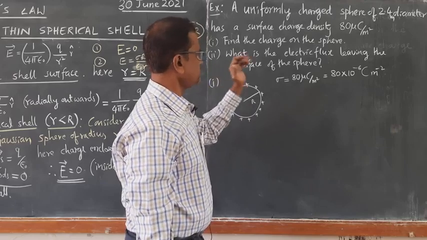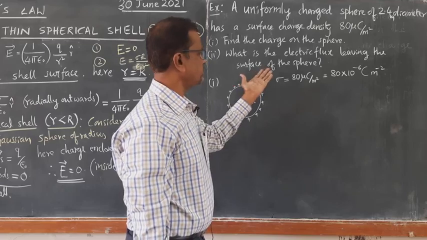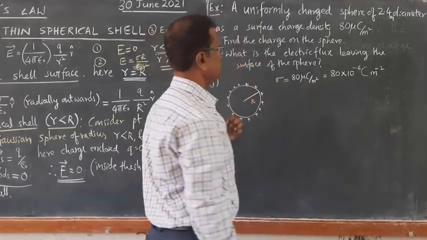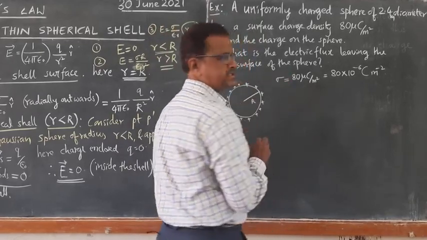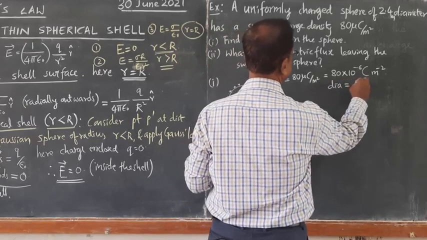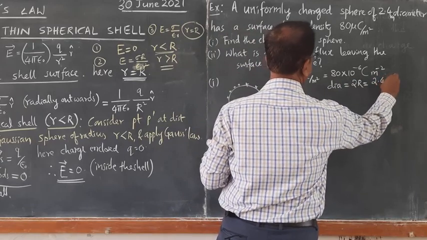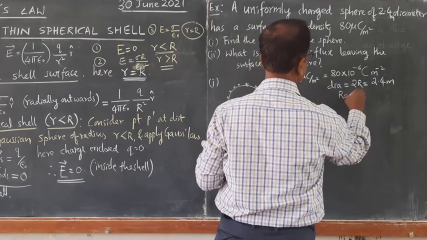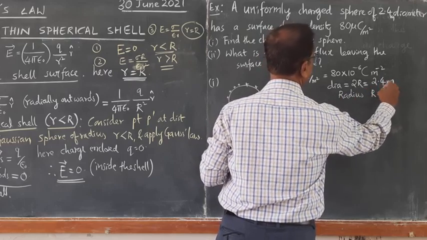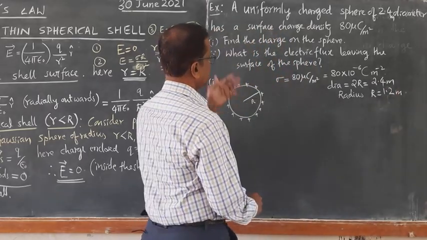Second one, what is the electric flux leaving the surface of the sphere? By applying Gauss law, we can calculate the electric flux. So, it is a very interesting problem. Charge density is given, diameter is given. Diameter is equal to 2r, 2 times the radius is equal to 2.4 meter. Therefore, radius r is equal to 2.4 divided by 2, 1.2 meter.